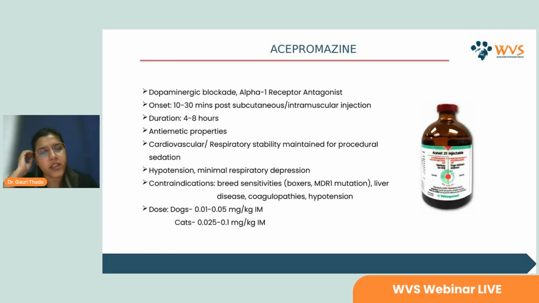Now, there are some contraindications, such as in boxers. There are some anecdotal reports of the boxers becoming hypotensive and collapsing after acepromazine, but you can still use it in lower doses. In dogs which have MDR1 mutations, such as your herding breeds, like Border Collies and Australian Shepherds, acepromazine is contraindicated because it can reach toxic levels in your central nervous system because of a defective transport mechanism. It is also contraindicated in liver disease, coagulopathies, and hypotension.